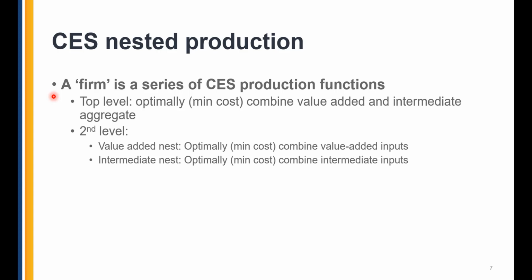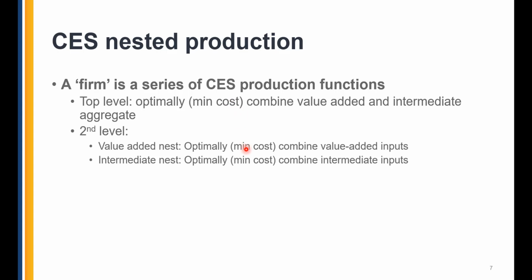But in this case, let's think about it as a single product firm, and it is a series of CES production functions to get that final output that is made. So at the top level, optimally combine value-added intermediate aggregates or composites, and by optimally we mean minimize the cost. At the second level of this multi-stage optimization, we have the value-added nest and intermediate nest. They are at the same level, and those are both optimal or minimum cost ventures. So the same behavior or the same assumptions are inherited as we move down the production tree.